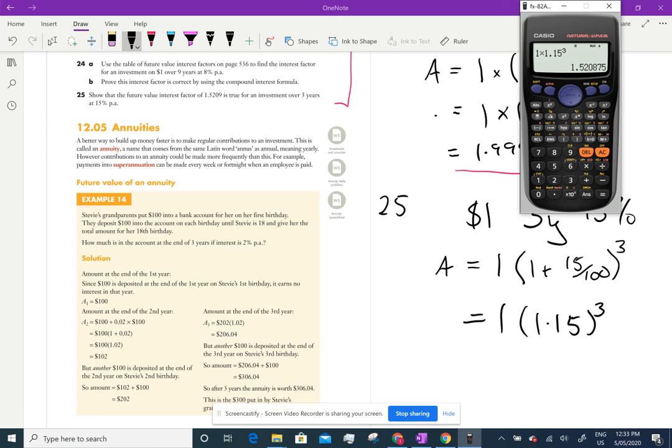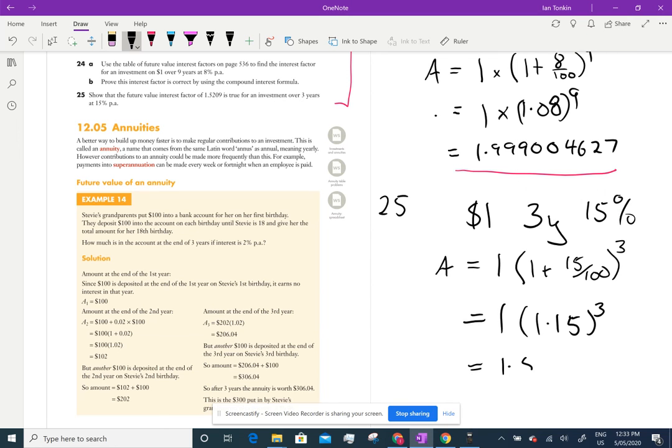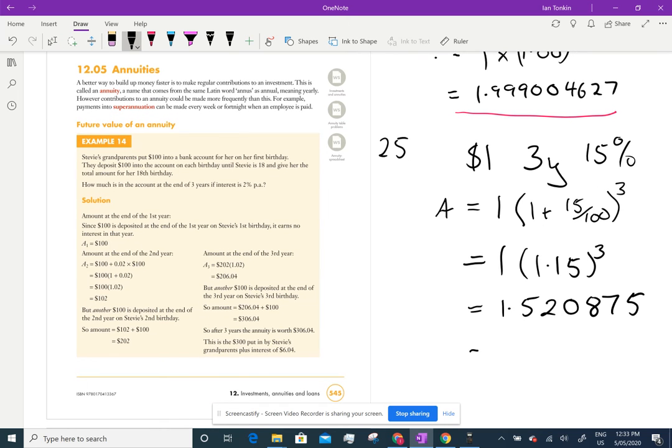Now, again, that's not the same because they've rounded it, but I'm going to write that answer first. 1.520875. And what do they round it to? Which equals 1.5209. So that's how you do the last two.